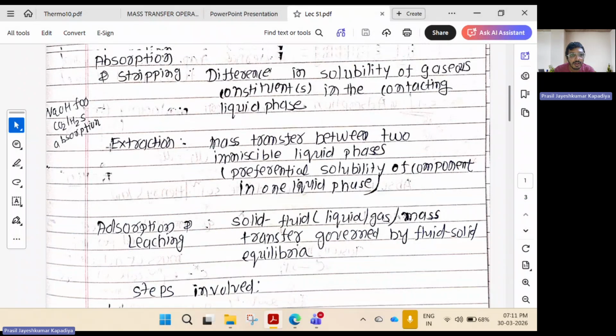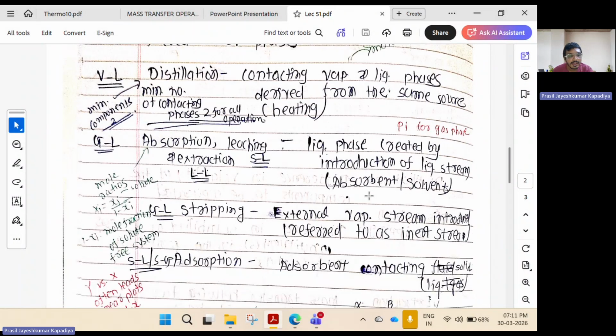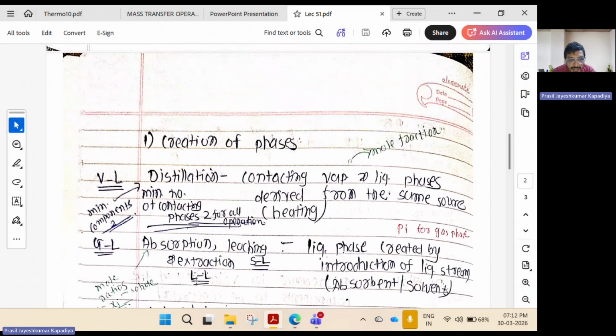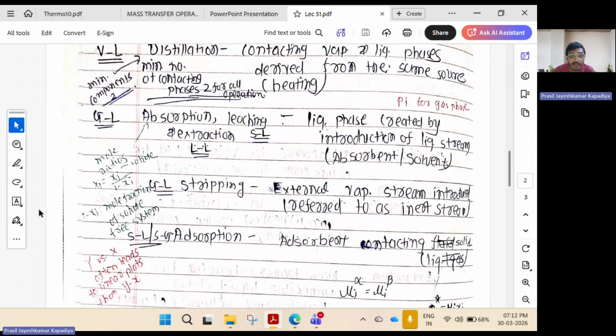When we are dealing with distillation, it is vapor-liquid. So we are contacting liquid and vapor phases derived from the same source, by heating. Then absorption is gas-liquid. Leaching is solid-liquid. Extraction is liquid-liquid. Gas stripping is the reverse of absorption, that is liquid-gas. And adsorption can be solid-gas or solid-liquid. So what is there in case of distillation? We need a minimum of two components, right? In extraction, we need a minimum of three components.